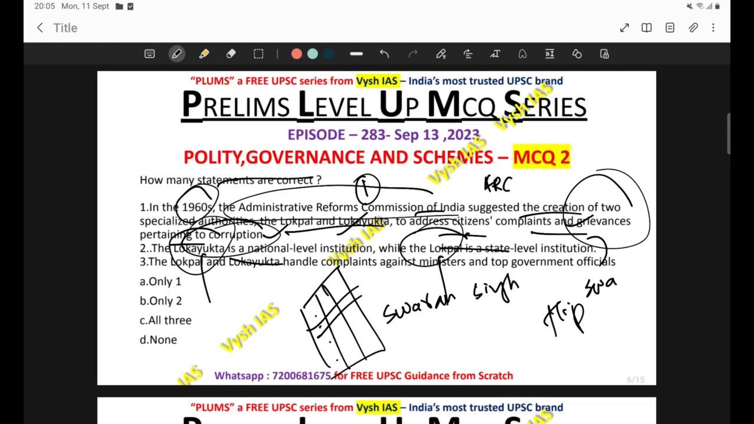Okay, many a times, most of the times they will be swapping the statements. So whenever you're getting a comparison kind of statement, please look if the statements or the items are being swapped. Then, Lokpal and Lokayukta handle complaints against ministers and top government officials. Yes, so that's why these bodies are in news many a times. Most often these are coming in news. Why? Because it's such a powerful body and it can take actions against top government officials and ministers.